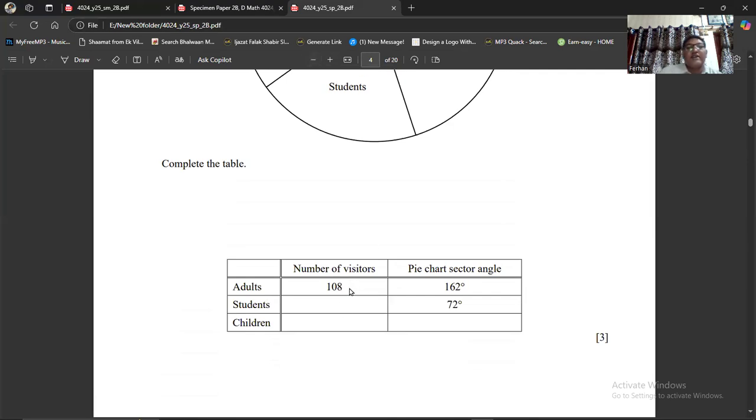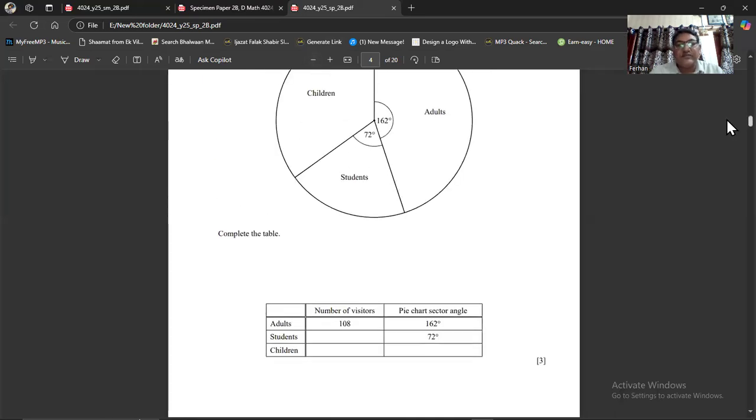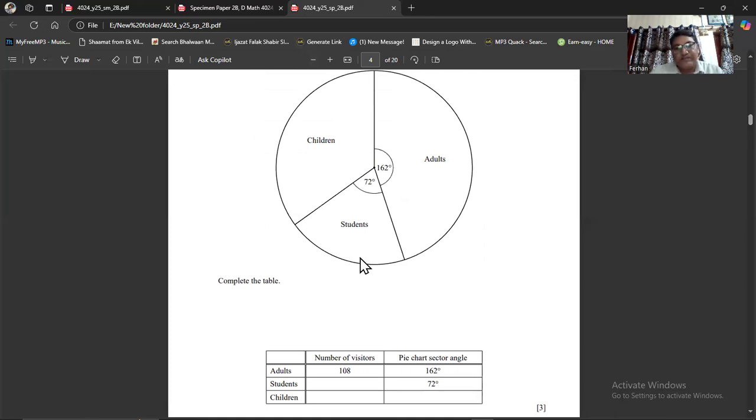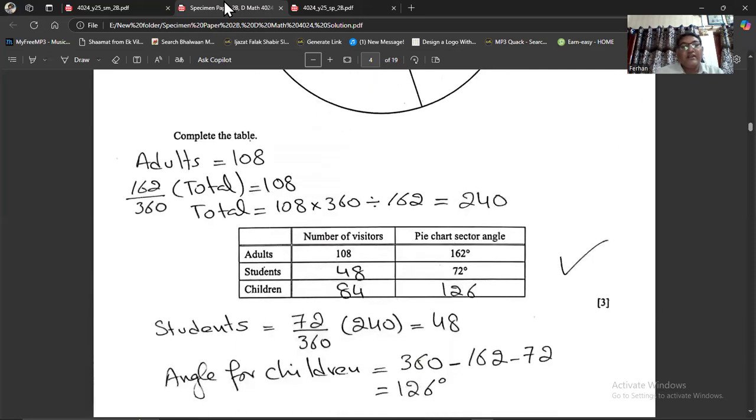The number of visitors who are adults is 108, and on the pie chart their angle is 162. For students, we have to find out how many students, and their angle on the pie chart is 72. And for the children, we have to find the angle and the number of children. I can tell you the method is very simple. I will suppose that the total is T. So 162 out of 360 multiplied by T is equal to 108. From this, you can find out the total number of people.